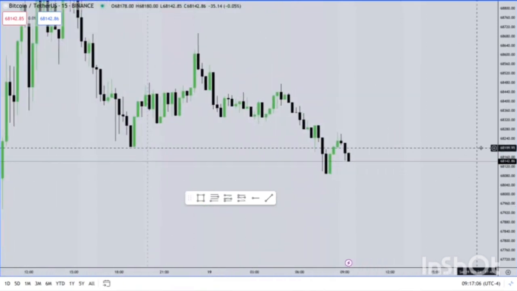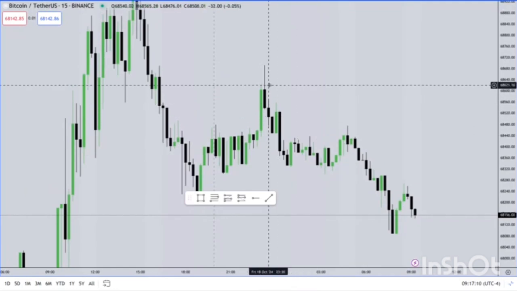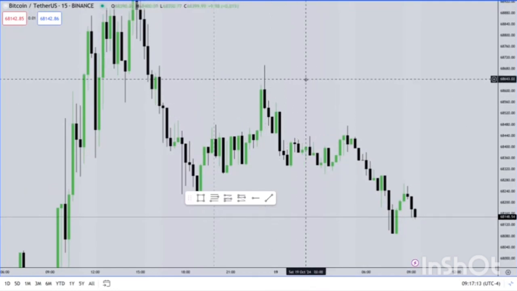Now how do you wait for that entry? You wait for the market to start making what I call a market structure shift. I once explained fair value gap. Now I want to explain market structure shift. Market structure shift and fair value gap are what you use to enter the market most of the time.